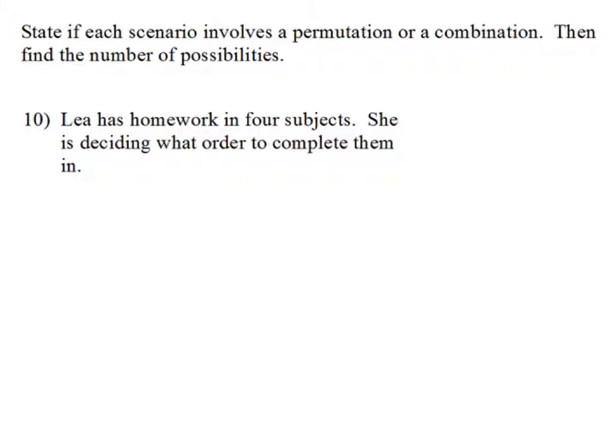Alright, in this scenario we have Leah, who has homework in 4 subjects. She's deciding what order to complete them in. So again, the use of the word order would signify permutation. And so we have a permutation. We're looking at the set of homework being 4 subjects. She's deciding to do all of them, just what order. So that's really the same as 4 factorial, which would be 4 times 3 times 2 times 1. So we're talking 24 as the result.